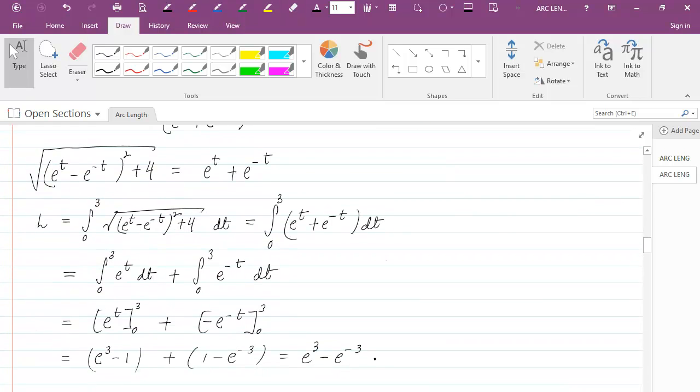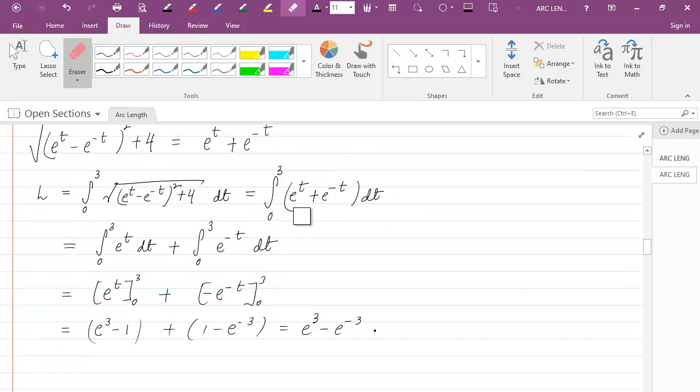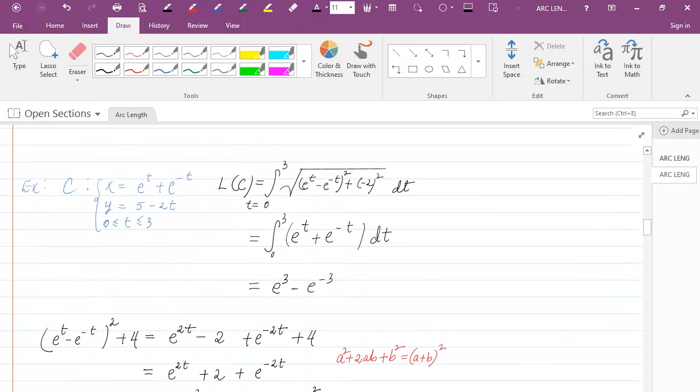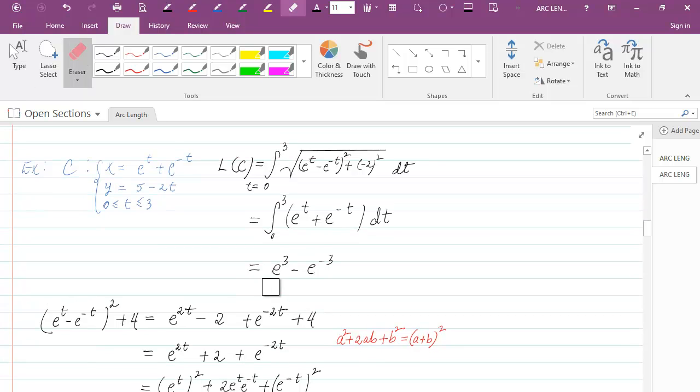Once we get that, the integral of e to the t plus e to the minus t is equal to the integral of e to the t plus the integral of e to the minus t. The antiderivative of e to the t is itself. The antiderivative of e to the minus t is negative e to the minus t. So now we plug in 3 and 0, and then we subtract and simplify. And if we do that, we end up with e to the 3 minus e to the minus 3. So then we see that the length of the curve is indeed given by this quantity.